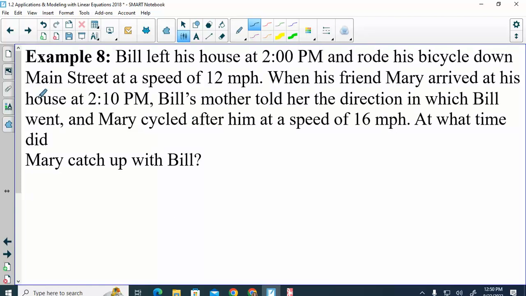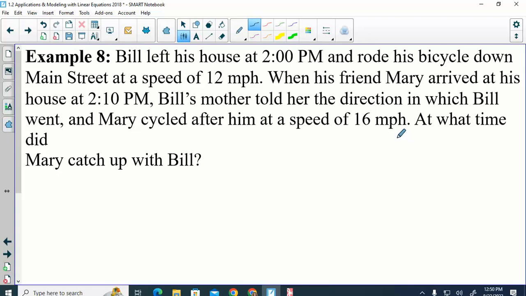Bill left his house at 2 p.m. and rode his bicycle down Main Street at a speed of 12 miles per hour. When his friend Mary arrived at his house at 2:10, Bill's mother told her the direction in which Bill went, and Mary cycled after him at 16 miles per hour. What time did she catch up with him?